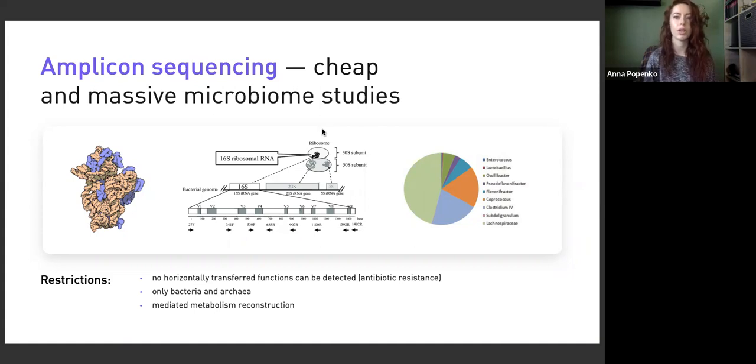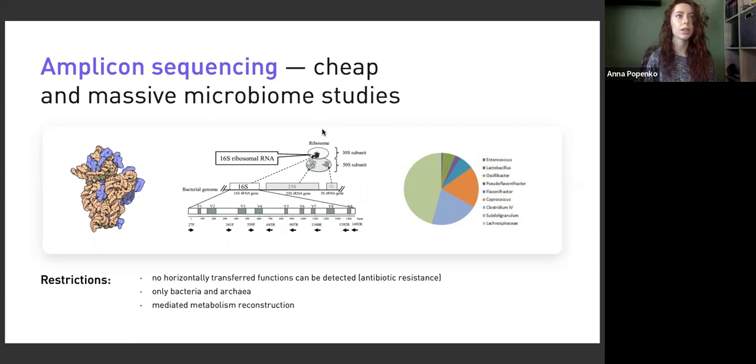There's also one more limitation in this particular method, which is connected with reconstructing metabolism. We can see only these genes and not any other. So we cannot see metabolic pathways directly, but we can reconstruct. Like, okay, we see the 16S RNA. It looks like it came from Escherichia coli, for example. And we know the genome of Escherichia coli. We know which metabolism it has. And that is why we can reconstruct. We can see a taxonomical unit like this. It has a genome like this. So we predict that it has these metabolic capabilities, like synthesizing particular vitamins, producing a CFA like butyrate, producing whatever.